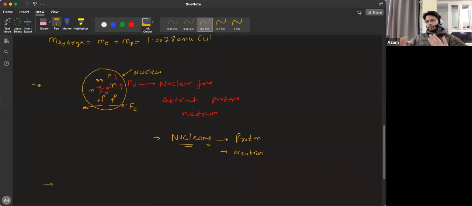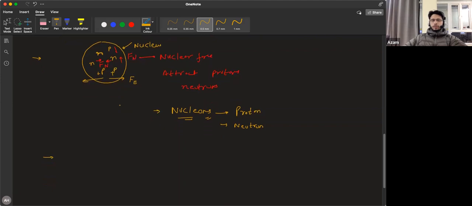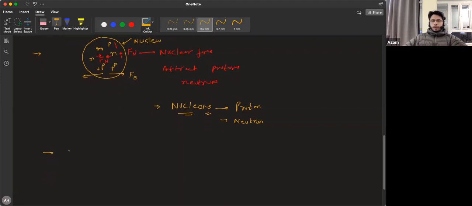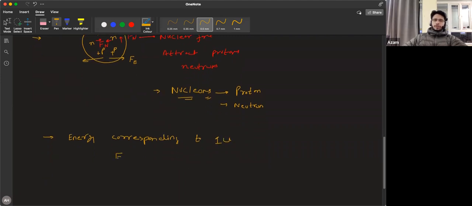So these were some basic introduction of nucleus and the constituents of the nucleus. There's one more thing. You can calculate energy corresponding to one atomic mass. Simple, this expression, E is equal to mc square. If you have mass, you can convert that mass into energy.